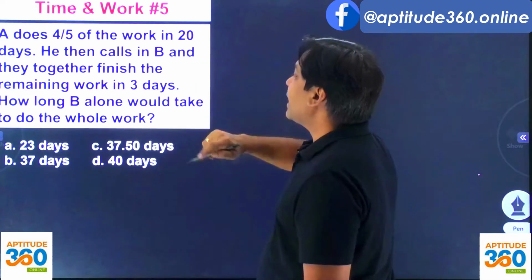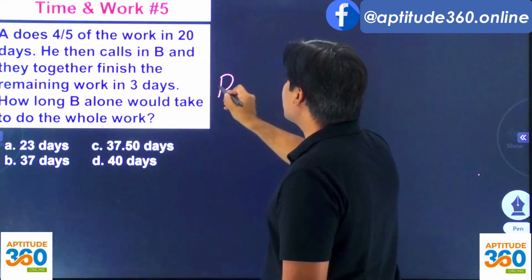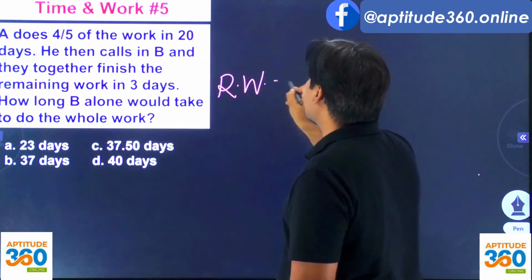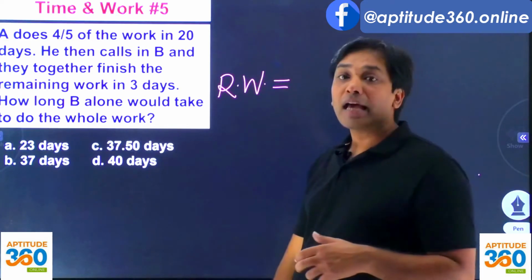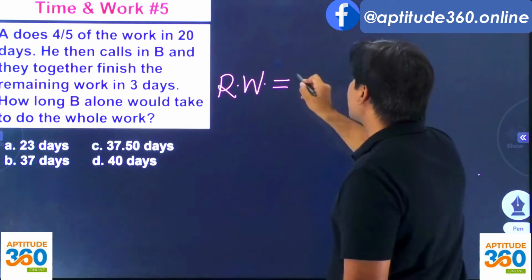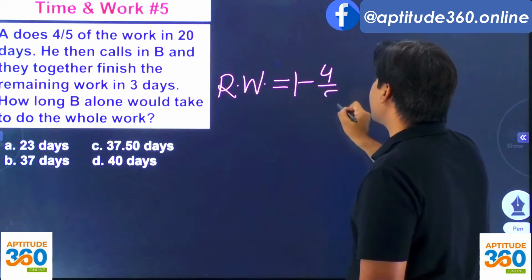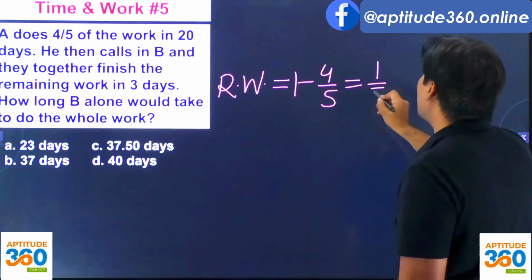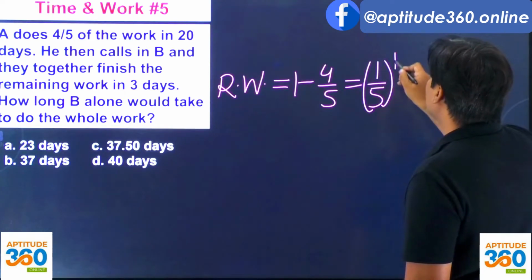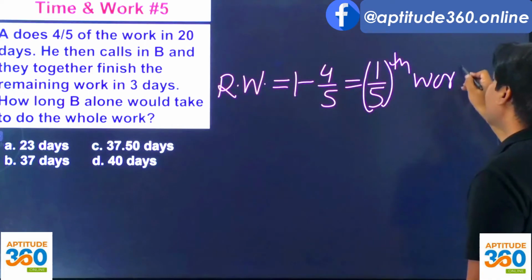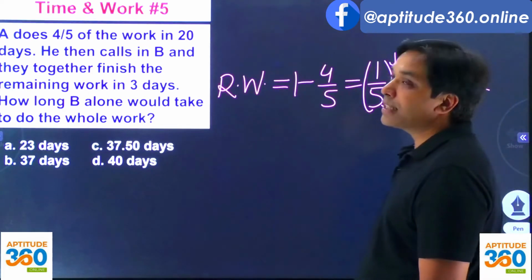He then calls B and they together. So I would say that पहले तो remaining work हमारे को पता होना चाहिए ना. If somebody has done 4/5, what is the remaining work? 1 minus 4/5, which is 1/5 of the work बचा करने को. अब इसमें तो कोई रॉकेट साइंस नहीं है कि हमारे को 1/5 कैसे निकल के आ गया.